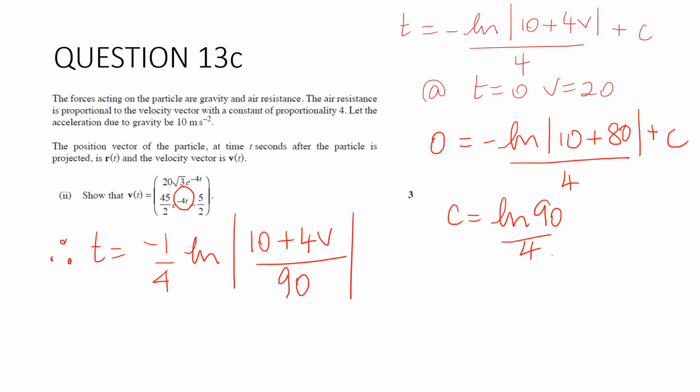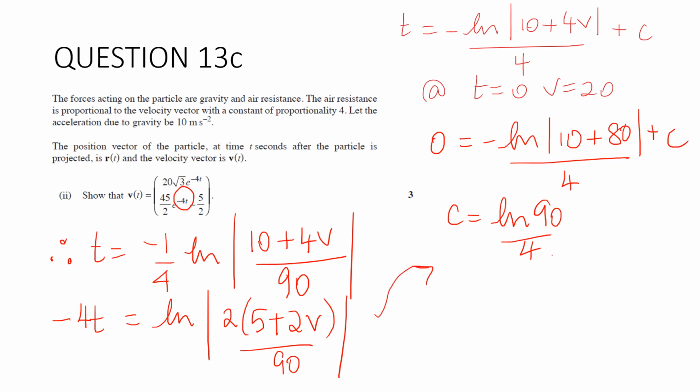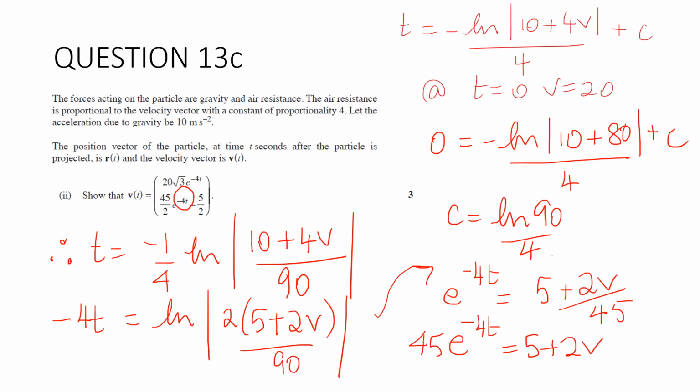Equals negative 4t is equal to ln, cancel something out here, let's factorize it. We're going to have 5 plus 2v all over 90, just up and over here, e to the negative 4t is equal to 5 plus 2v all over 45. 45 e to the negative 4t is equal to 5 plus 2v. I'm running out of room.